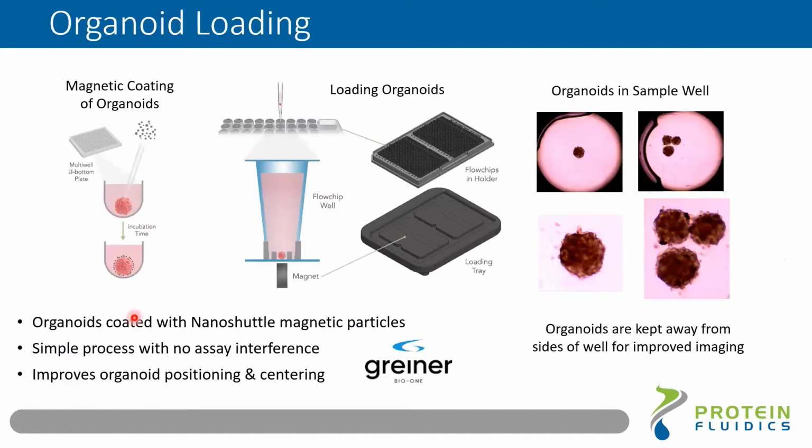To facilitate the placing of the spheroids and doing the analysis, we coated them with nanoshells. So this is a novel material from Greiner Bio-One. These are magnetic nanoparticles that attach to the cell, and this allows you then to use magnets to hold and position them in place. And so the unique thing about this device here is now you can place these spheroids in the center of the well, which really facilitates the ability to image them. Also, the nanoshell has been shown not to interfere with any of the biology, and it doesn't interfere with the imaging. So it's a very useful tool for improving your assay performance.